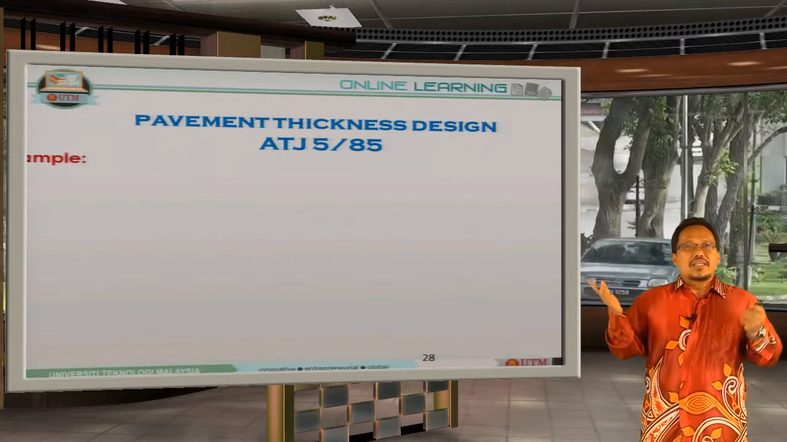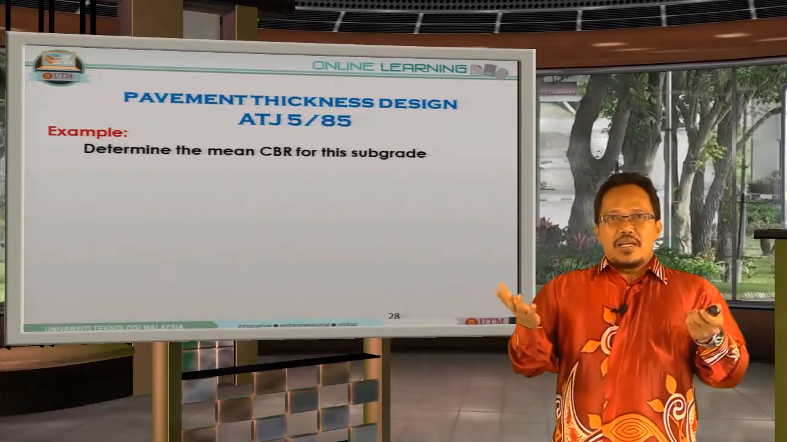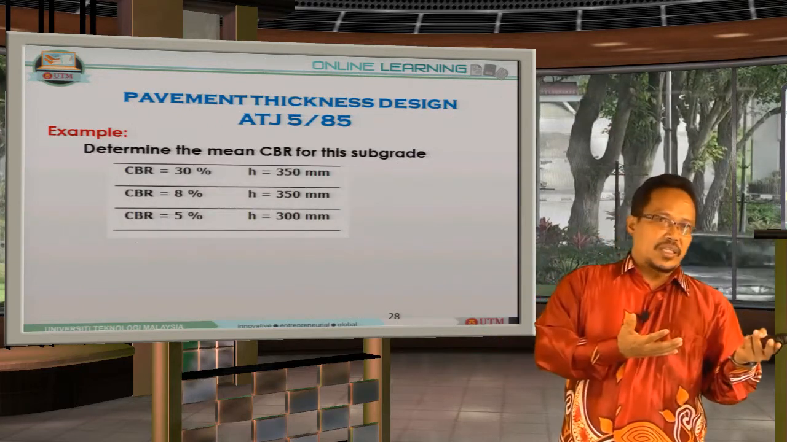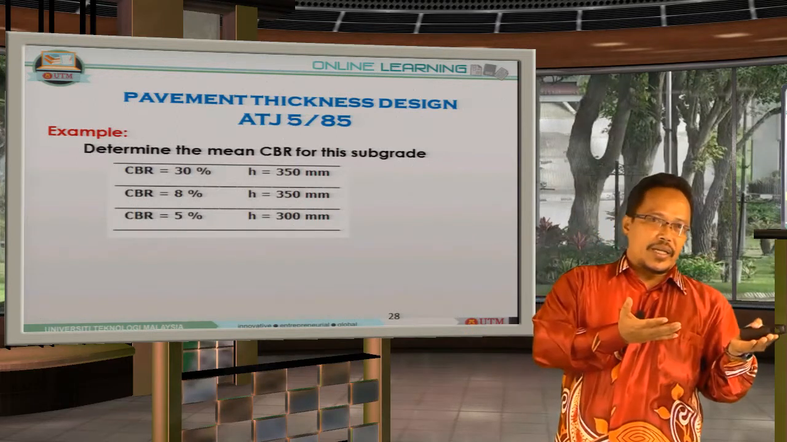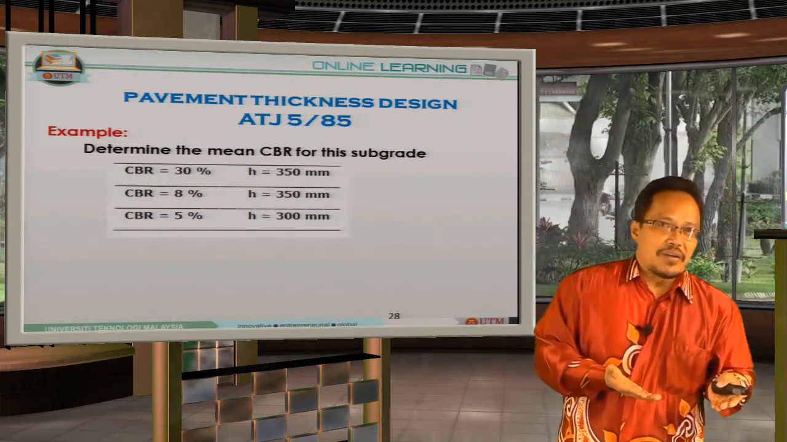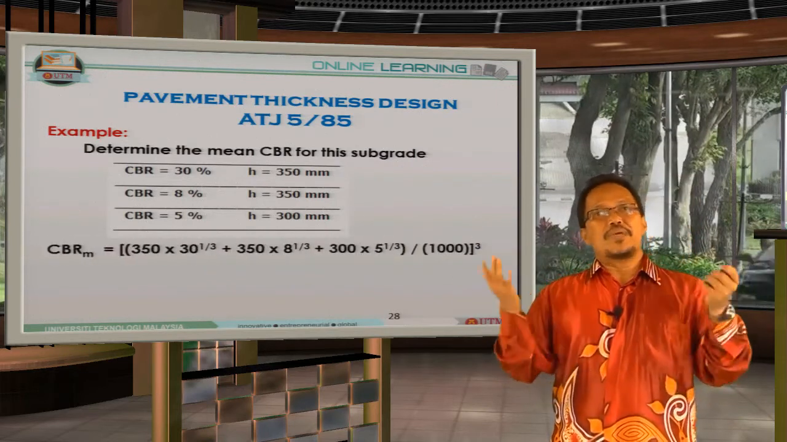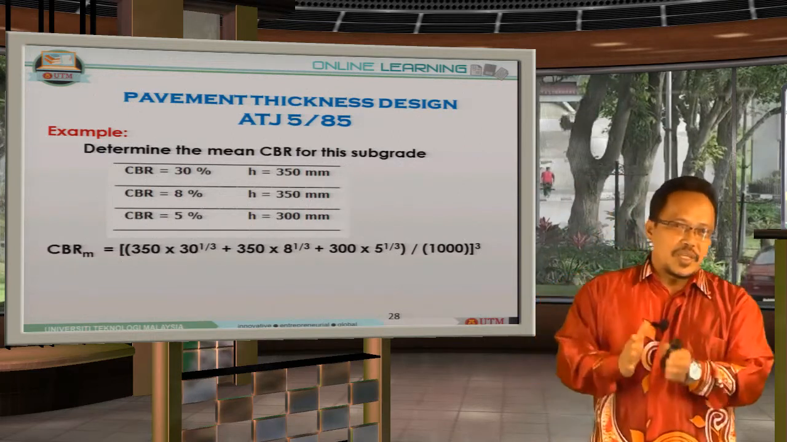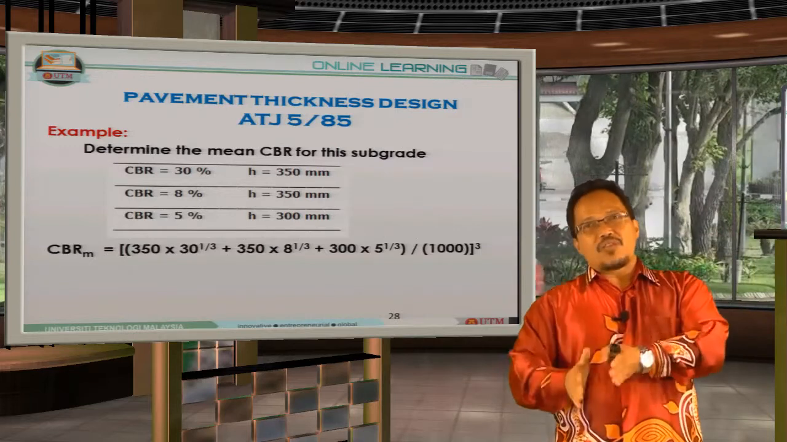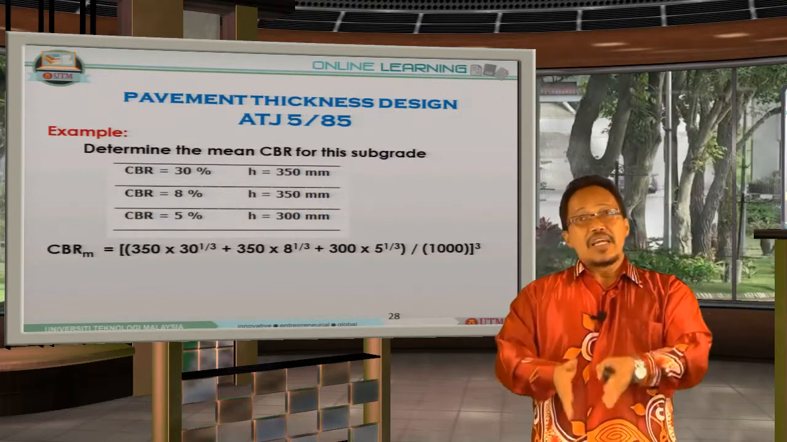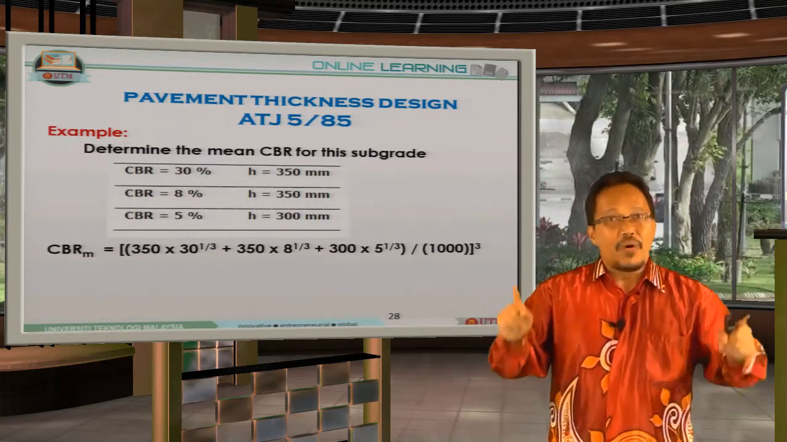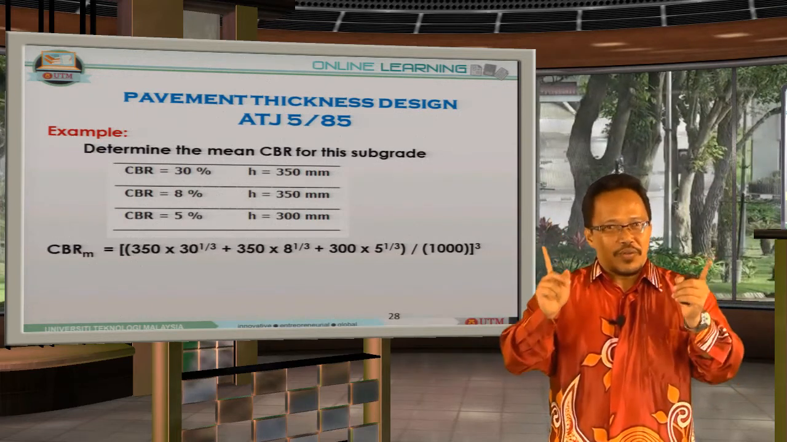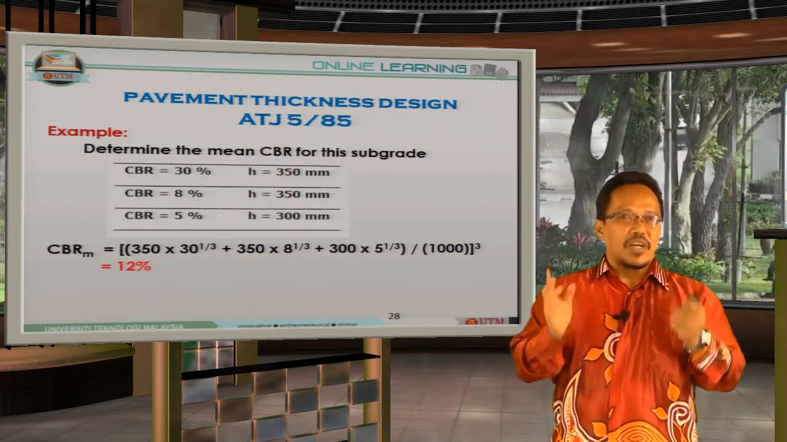Let's do an example here. Determine the mean CBR for this subgrade, given 350 mm of CBR 30, 350 mm of CBR 8, and 300 mm of CBR 5. So what's the mean CBR? The mean CBR is 350 times 30 to the power of 1/3, 350 times 8 to the power of 1/3, and 300 times 5 to the power of 1/3, divided by 1000. Divide it first by 1000, then cube it. Do not cube it first. Divide it first, then cube it. And then you get 12%.